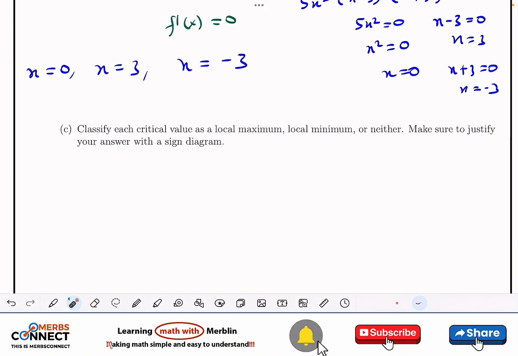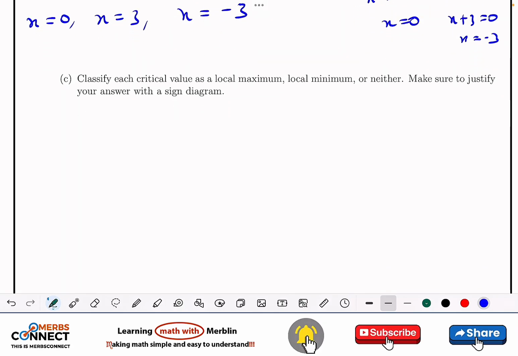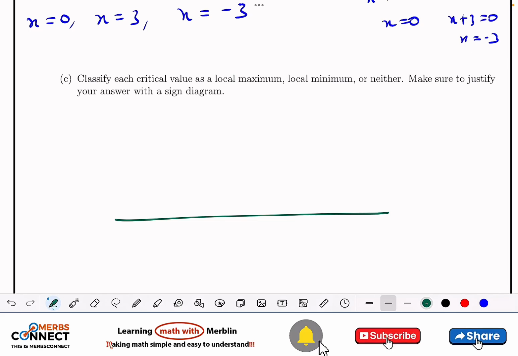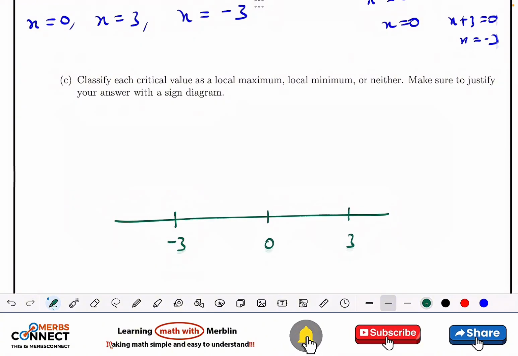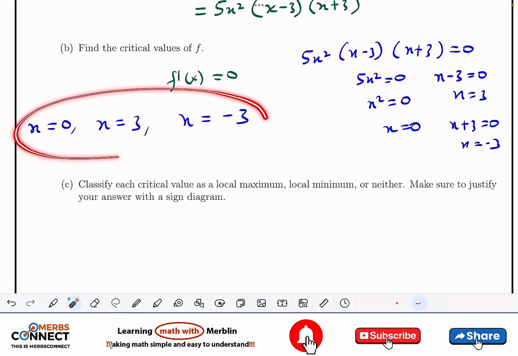Let's see part C. For C, we want to check local maximum and minimum. So here we need to use the sign chart, right? So let's use the sign chart. I have my sign chart here. Let me put the critical values on it. The least critical value is minus 3, followed by 0, and followed by 3. So I have all the critical values here.